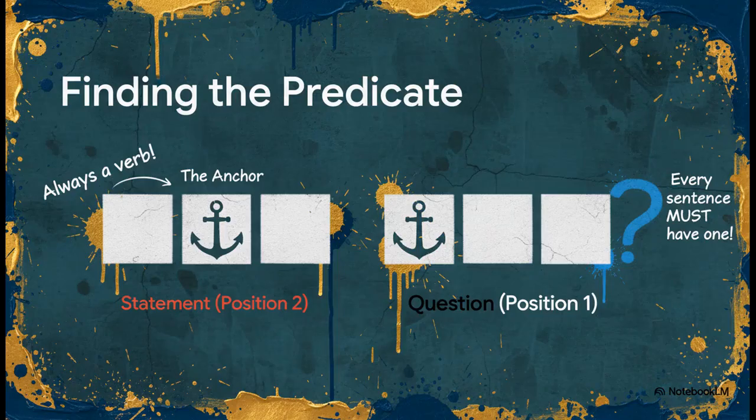The predicate is so reliable. It's your best friend in this whole process. First off, it's always a verb, and every single sentence has to have one, no exceptions. But here's the real giveaway, its location. In a normal statement, it's like an anchor, holding down that second position. And if you make it a question, it jumps right to the front. The whole sentence pivots around it.